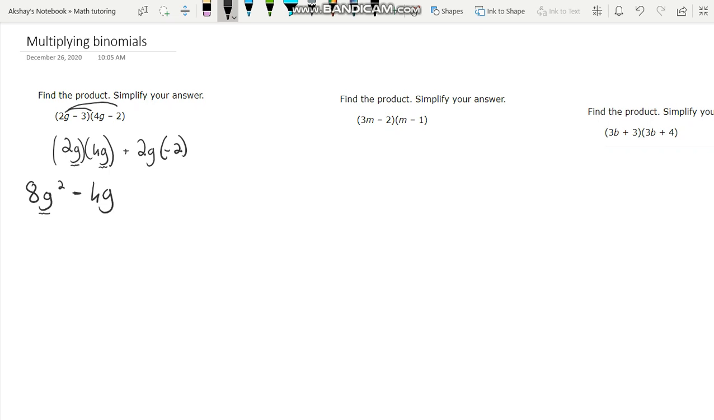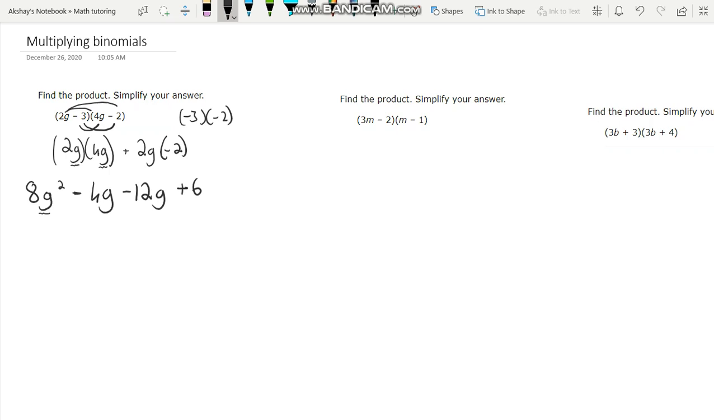In terms of our 2g times our negative 2, we don't have a variable here, so we can multiply our negative 2 with our 2, hence we get negative 4. Our g stays the same because we don't have any other variable to multiply it with, hence negative 4g. Moving to our second part, negative 3 times 4g is negative 12g. Negative 3 times negative 2 is very simple. It's just positive 6, negative negative becomes positive. 3 times 2 is 6.